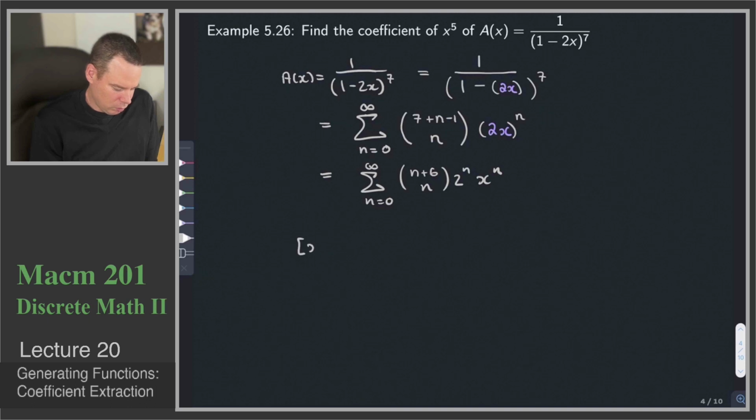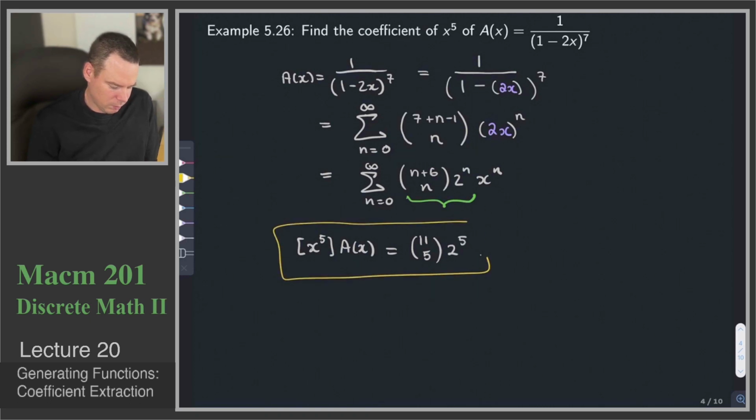And so therefore, what are we interested in? We wanted to know the coefficient of x to the 5 of A(x). We got it, because we actually know the coefficient of any n. It's just (n plus 6 choose n) times 2 to the n. So in the particular case, when n is 5, we get (11 choose 5) 2 to the 5. And so there we go. We've got our result. In fact, we got something even more general. We've got the nth coefficient.